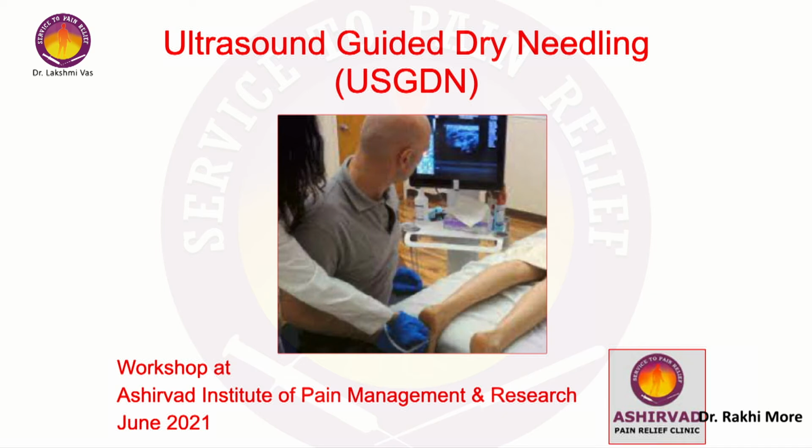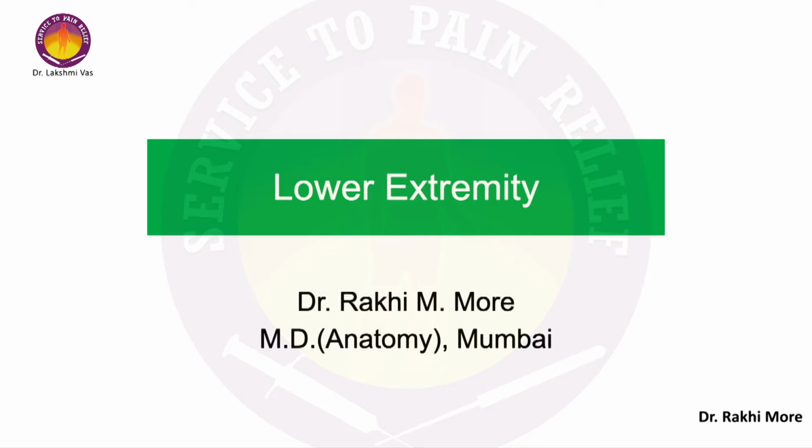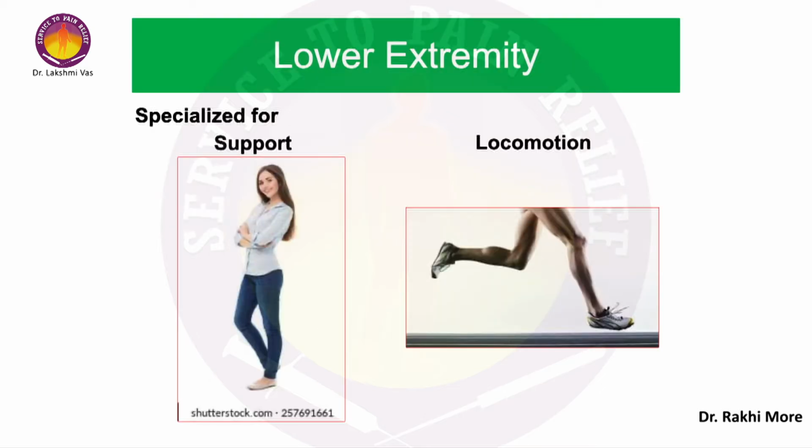We have already seen the anatomy of the back. Now we'll go to the easier anatomy, that is the anatomy of the lower limb. I think lower limb will be a child's play for every one of you. Okay, so function of the lower limb is support and locomotion.